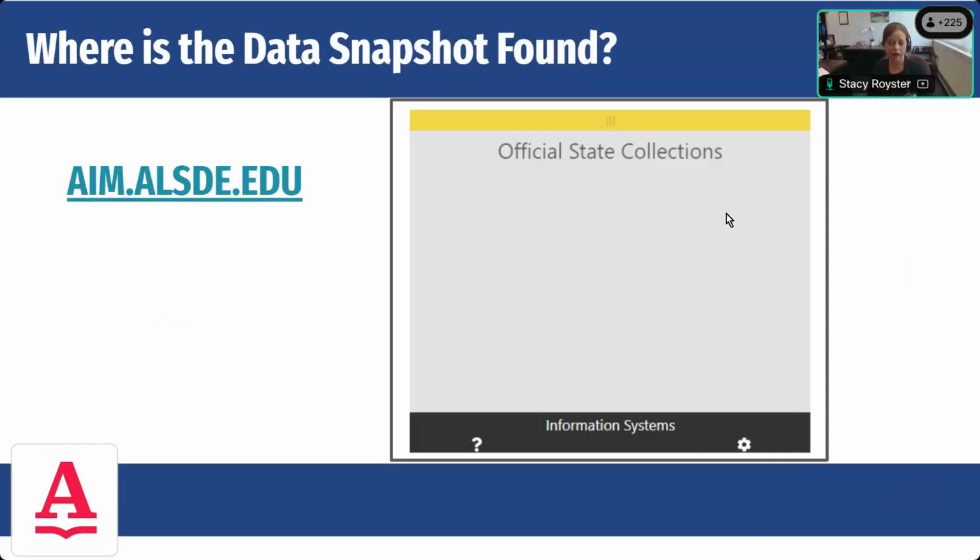Well, it is inside of AIM, which is the state reporting portal. So it is in a specific tile called Official State Collections. That is where you will find the 20-day snapshot. That is where you will find the end of year or the 9-month snapshot. They live together. It's just a drop-down choice between the two.